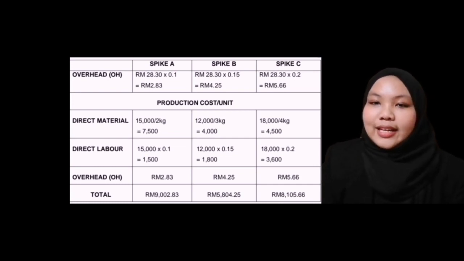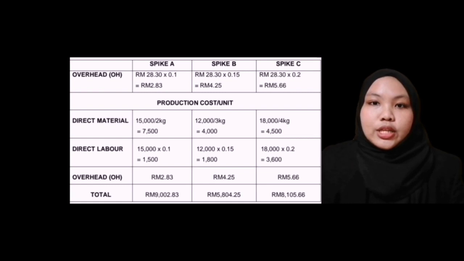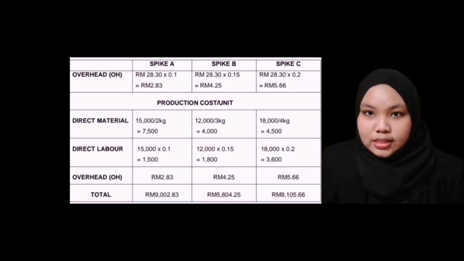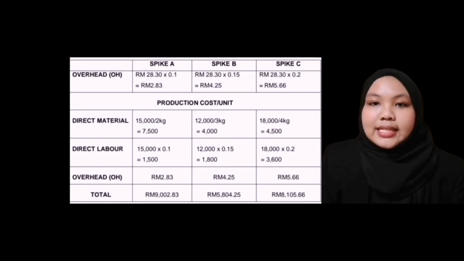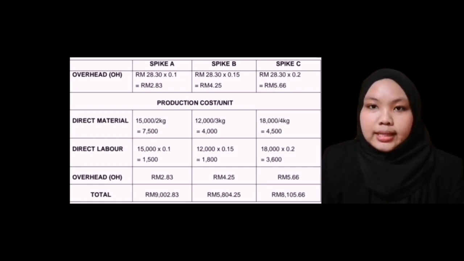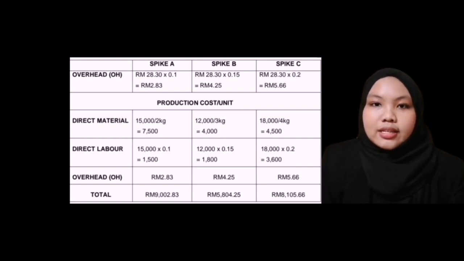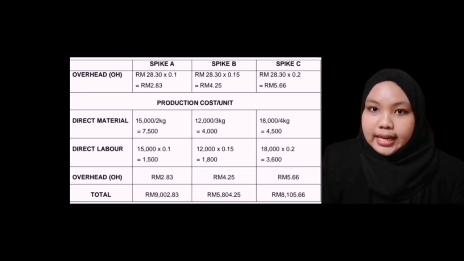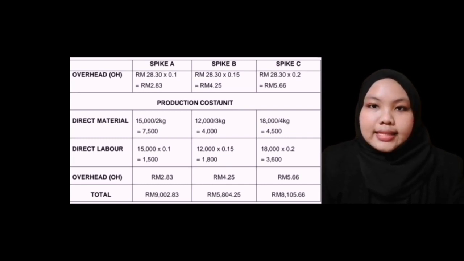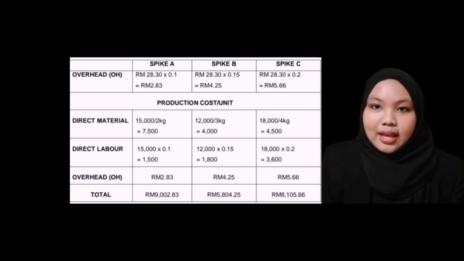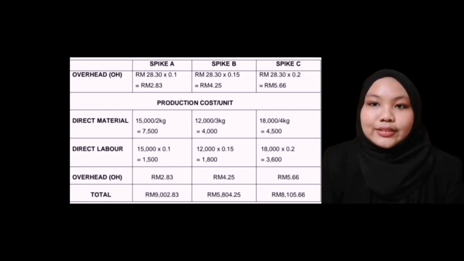And then, we need to find direct labor for Spike A, Spike B, and Spike C. The formula is the production and sales for each product multiplied by direct labor hours per unit, which we get in the basis that I explained just now. So for Spike A, 15,000 multiplied by 0.1, the answer is 1,500 ringgit. For Spike B, 12,000 multiplied by 0.15, the answer is 1,800 ringgit. And lastly, for Spike C, 18,000 multiplied by 0.2, the answer is 3,600 ringgit.